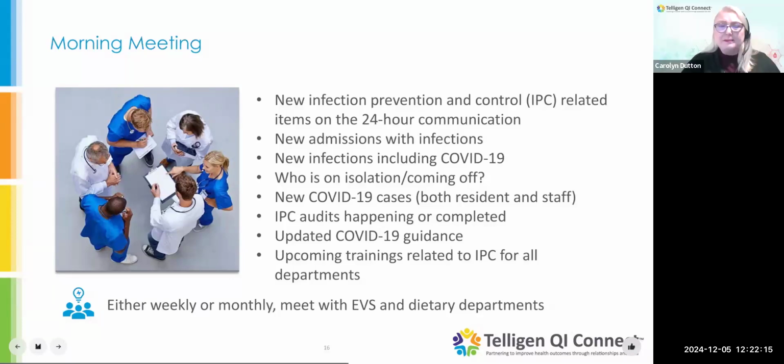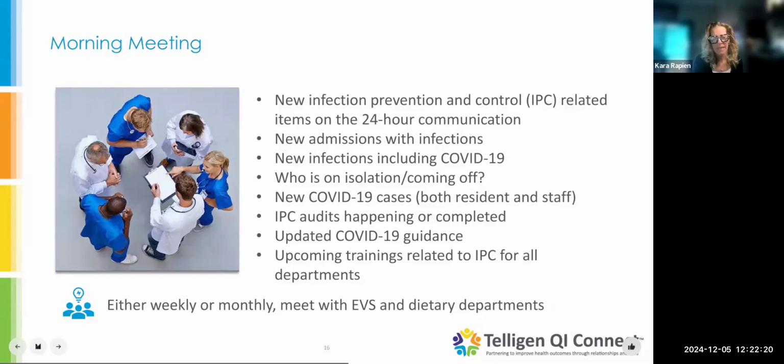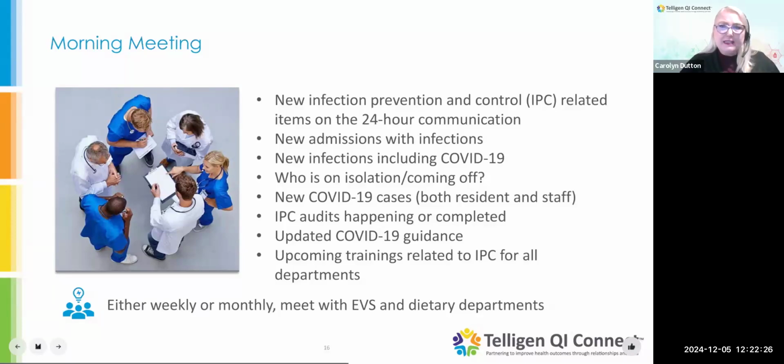So you have to have good communication to be able to relay those morning meeting topics, and what has taken place and what's going to happen, to your staff out on the floor.